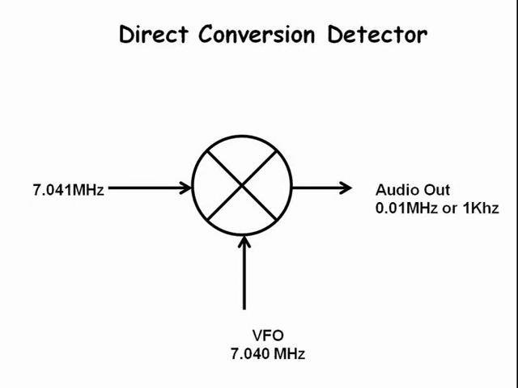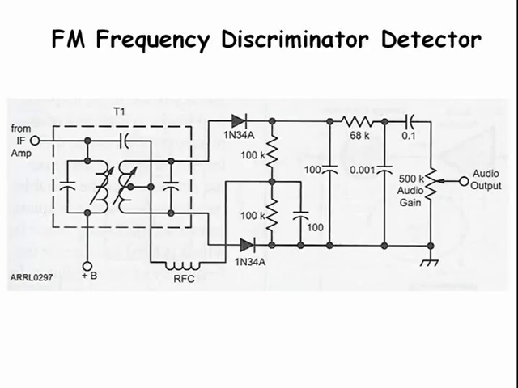The direct conversion detector works much like the product detector. It is simpler, but is subject to microphonics. Microphonics are mechanical vibrations that change the oscillator frequency and thus become part of the recovered signal. A frequency discriminator uses a transformer tuned to the receiver's IF to detect FM signals.